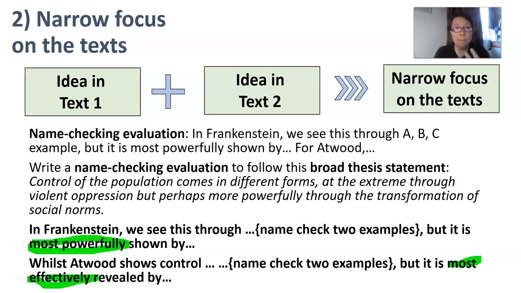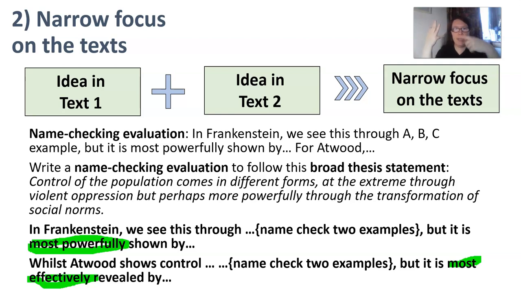But it is most powerfully shown by. And so we could talk about the female body, or we could talk about that idea of the sacrificial woman who sacrifices herself for men mostly. And so you can say, this is seen through Caroline's character. It's seen through Justine's character. It's seen through Safi's character. It's even seen through the female creature. And we've got these examples that we just list like that, A, B, C.